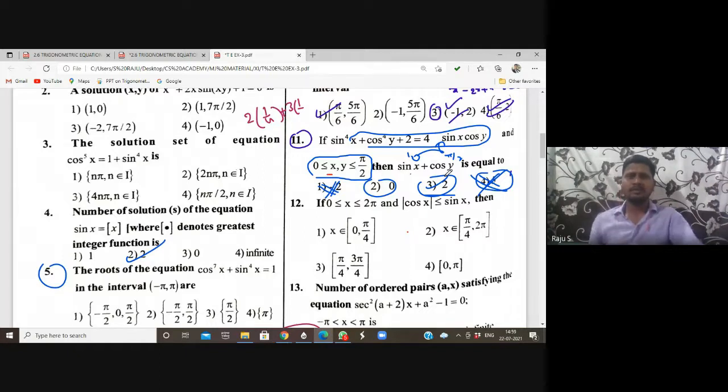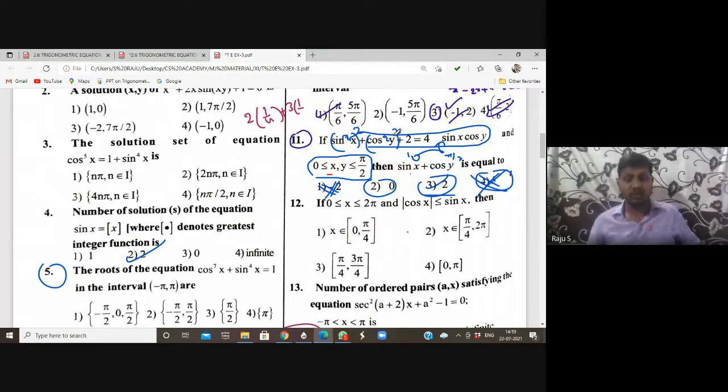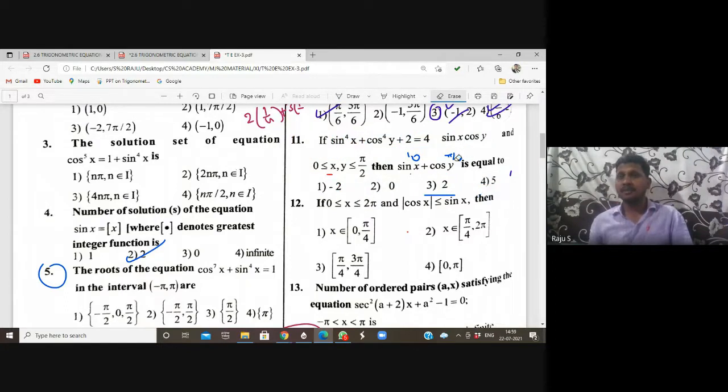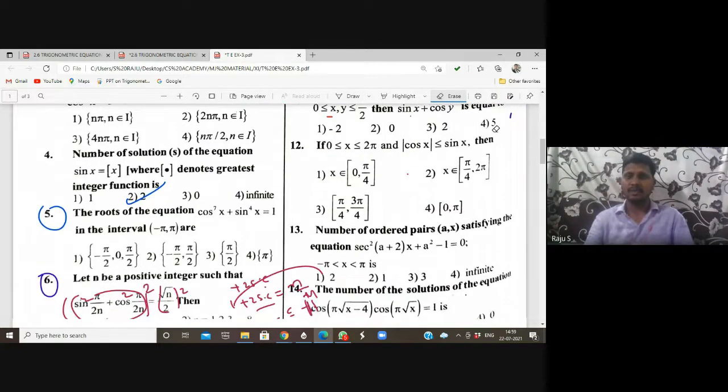Is it clear, students? Yes, sir. Otherwise, you have to take sin square, cos square, like a square plus b square can be written as a plus b whole square minus 2ab. That is again a lengthy process, not required for this kind of question. Easy questions. Clear? Very simple, because this is a level 3 question. Logically, they ask like this only.